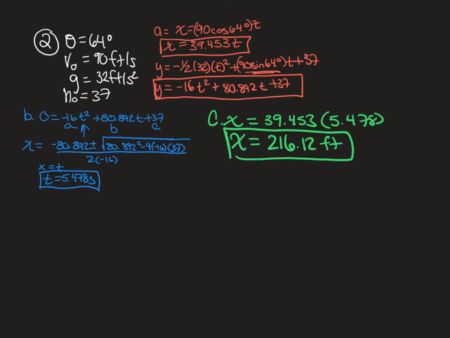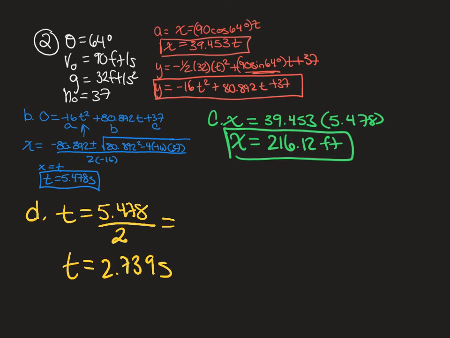I shouldn't even be calling them A, B, C, 1, 2, 3. Number 4 says determine when it reached its maximum height. Well, that one's not super hard. So letter D and E, or 4 and 5, go together. T equals 5.478 is my total time. In the last problem, I talked about how you divide this by 2 to find the middle so you can find the maximum. So it hits the maximum at 2.739 seconds. And then letter E, or Roman numeral 5, says determine the maximum height.